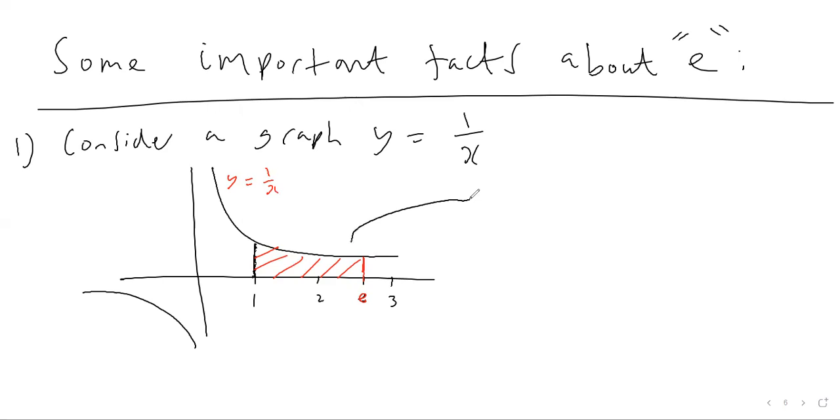So a little fact is that this area there is equal to 1. So the area between 1 and e on the x-axis under this graph equals 1. So that's another fact about e that we should bear in mind. Again, the area between 1 and e, so like a base of e minus 1, under this graph, y equals 1 over x, has an area of 1. That's an important fact about e that we should bear in mind.